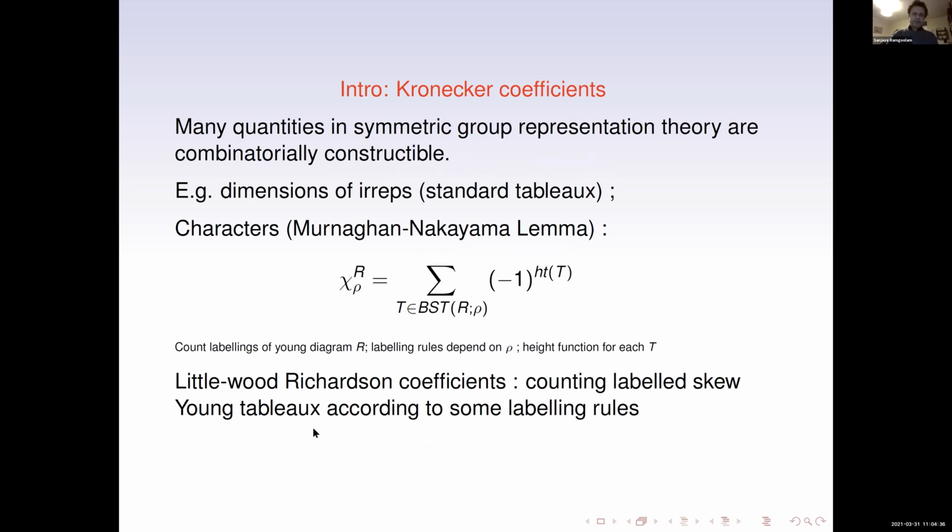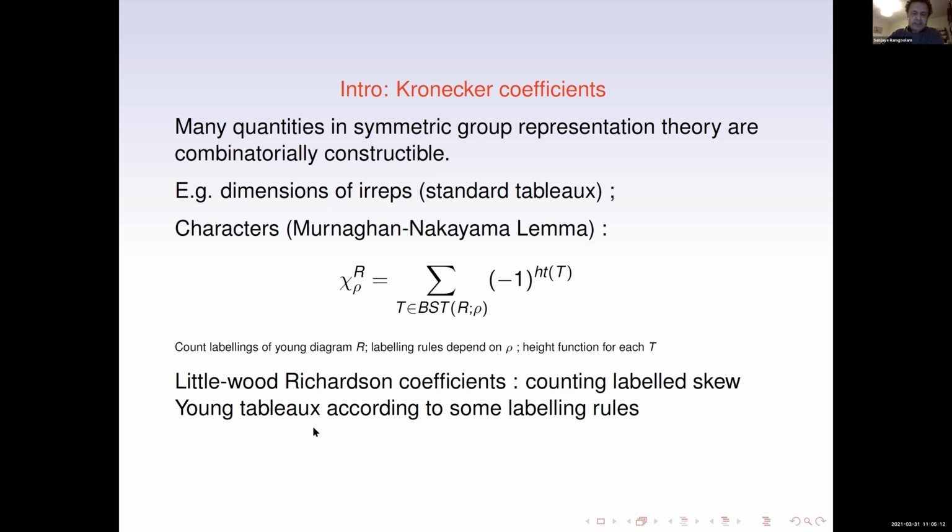Okay, so Kronecker coefficients are very interesting quantities. There are many quantities in symmetric group representation theory which are combinatorially constructible. For example, dimensions of irreps of Sn. You have a Young diagram. What is the dimension? You enter numbers 1 to n, if it's Sn, according to the rules defining standard tableaux, and you count those. You can get the dimension of the corresponding irrep.